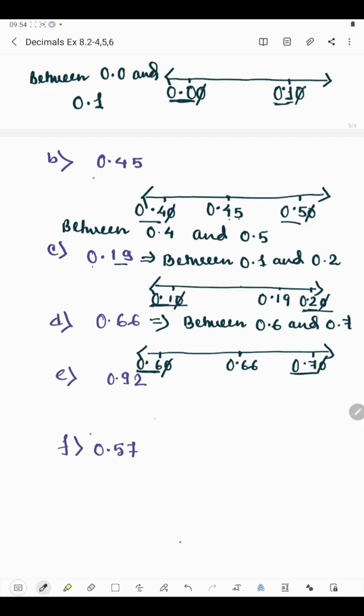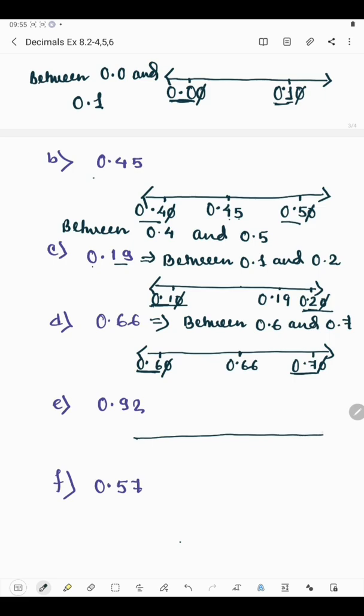In the E part we have 0.92. Now where will be 0.92? Now let us draw the number line.